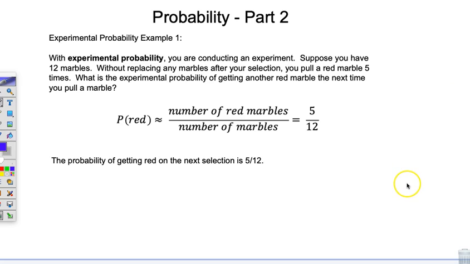Let's take a look at a couple of examples here. With experimental probability, like I said, you are conducting an experiment. Suppose you have 12 marbles. Without replacing any marbles after your selection, that just means that you're not going to put the marbles back in the container, you pull a red marble 5 times. What is the experimental probability of getting another red marble the next time you pull a marble? The probability that the marble is red is the number of red marbles divided by the number of marbles in the container, and that's 5 out of 12. So the probability of getting red on the next selection is 5 out of 12.